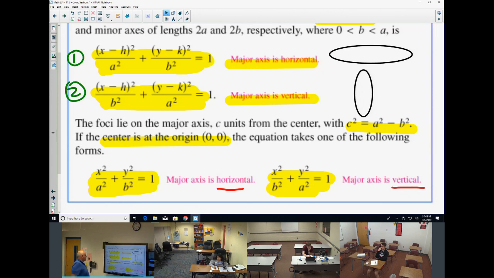Okay? So it's C squared equals A squared minus B squared, where you just subtract the bigger one of these numbers minus the smaller one, and then take the square root. And then that's going to be the C. So you'll see it's not really all that tough to find C. Okay? All right, so let's do an example here.